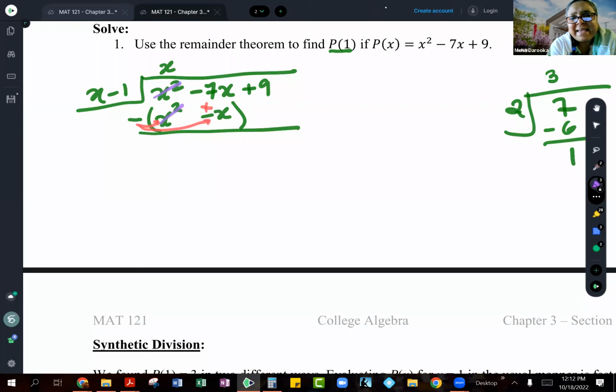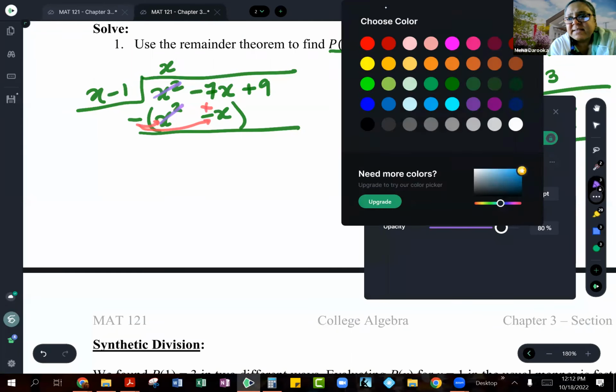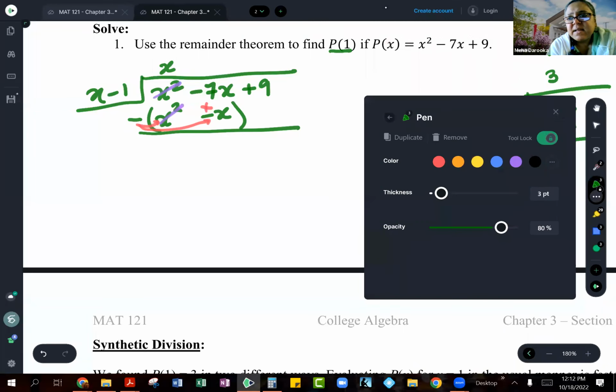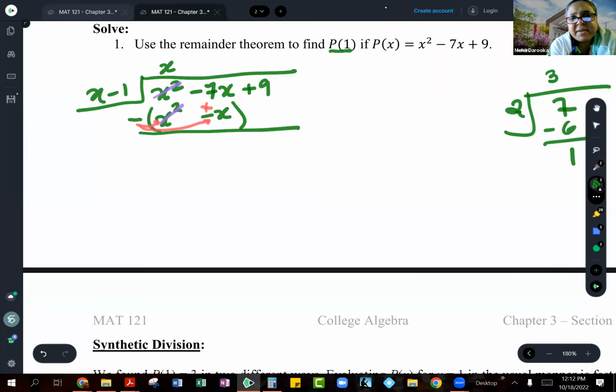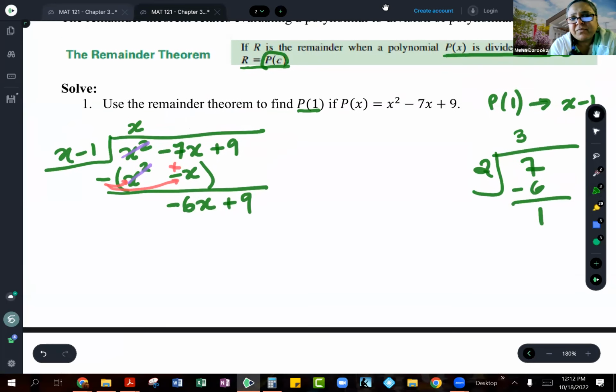Now you have -7x and a positive x. So -7x and a positive x, of course, will end up giving you -6x over here. So remember, -7x, positive x will give us -6x, and then you just bring down that +9 at the end because we have done absolutely nothing with it so far.